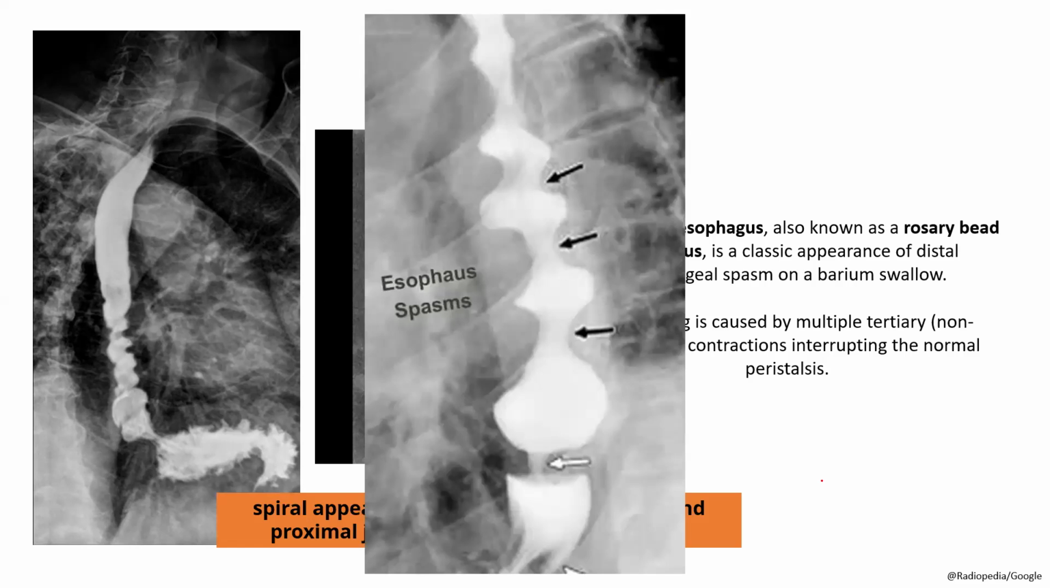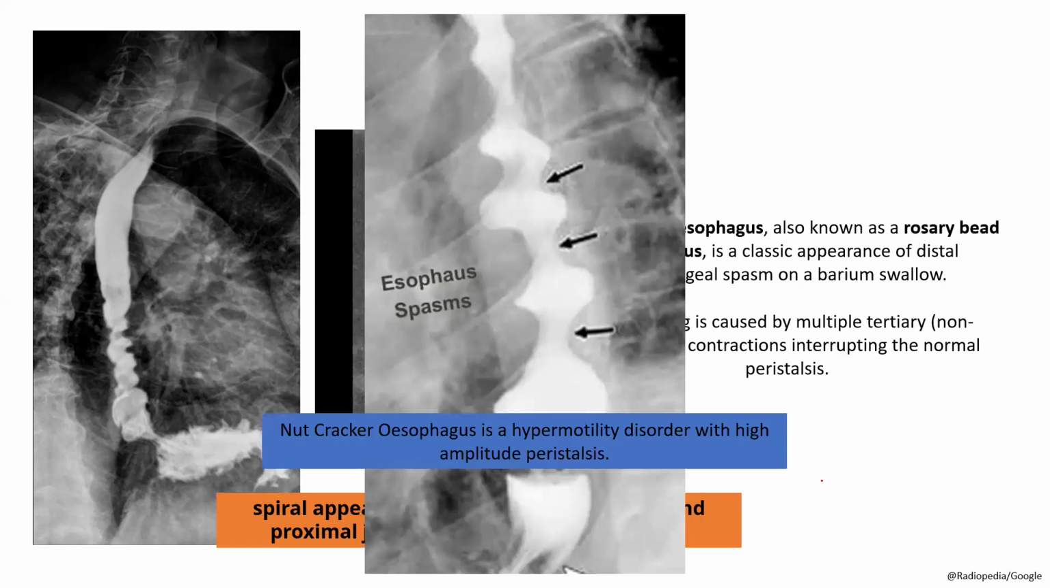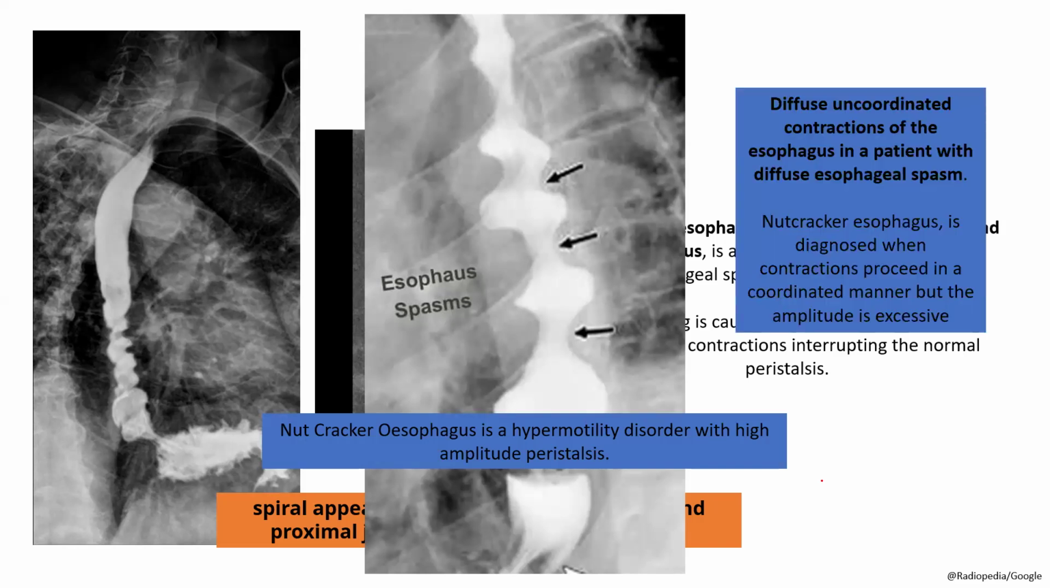This is another appearance on barium swallow, that is known as nutcracker esophagus, and it is because of high amplitude peristalsis. Peristalsis is propulsive, but it is of high amplitude. So there is a difference between diffuse esophageal spasm and nutcracker esophagus. In diffuse esophageal spasm, you get diffuse uncoordinated contractions, whereas in nutcracker esophagus, the contractions are in a coordinated manner, but the amplitude is excessive.